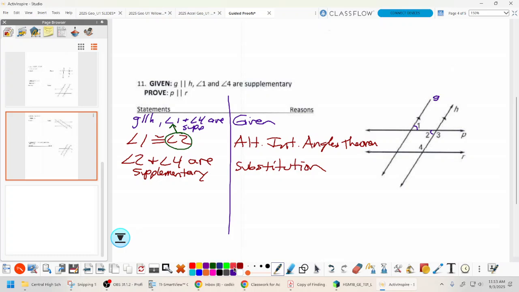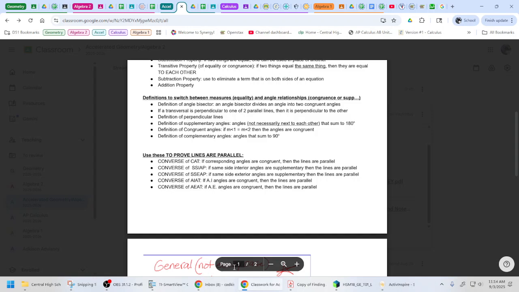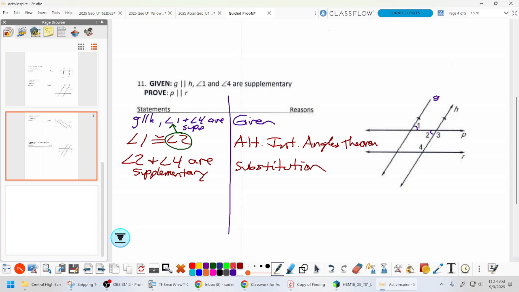Alright, well, in terms of lines P and R, 2 and 4 are a certain type of angle, which is what? Yeah, same side interior. So if we go back to this list, if same side interior angles are supplementary, then the lines are parallel. So check, we just showed that, right? We proved that that was true. So we are ready to conclude P is parallel to R because of what? Awesome. Good job. Done.